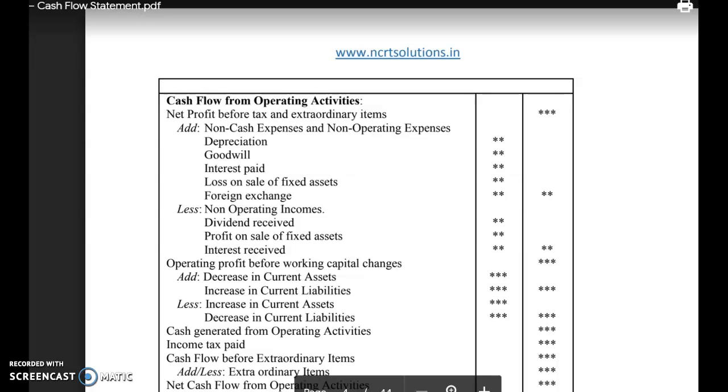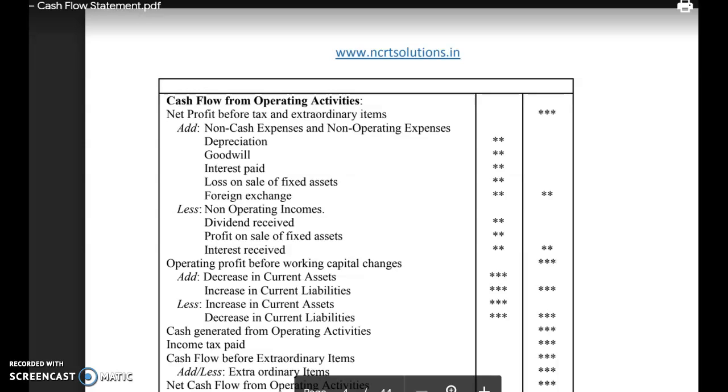In case there is net loss, again the working will be the same but the amount will be in the minus sign, and the calculation will be done accordingly, taking net loss as the base. See here, the non-cash expenses and non-operating expenses we had added: depreciation, goodwill, interest paid, loss on sale of fixed asset, foreign exchange changes. See, these are all generally non-cash and non-operating expenses.